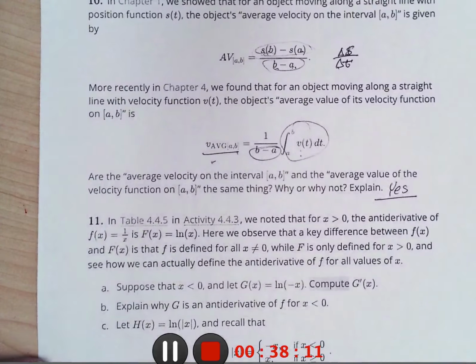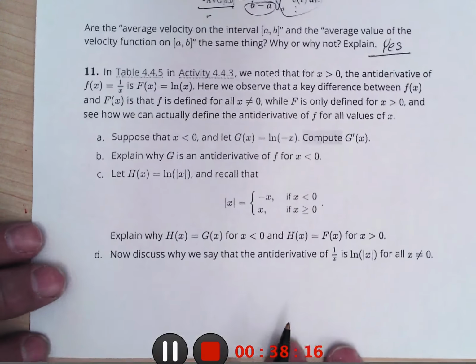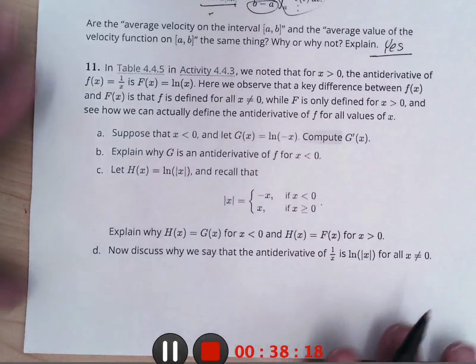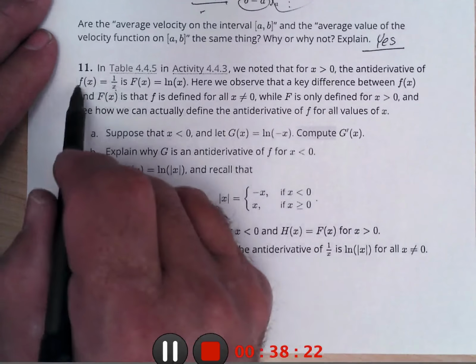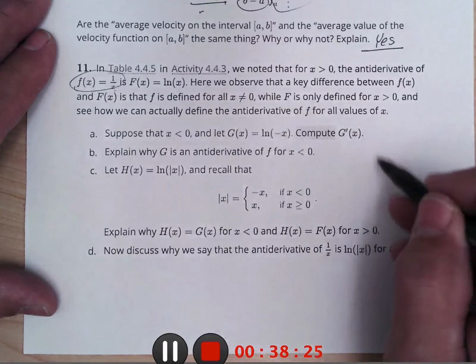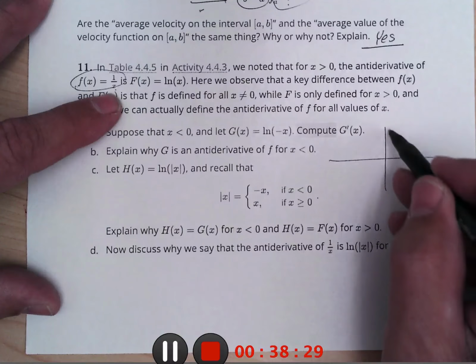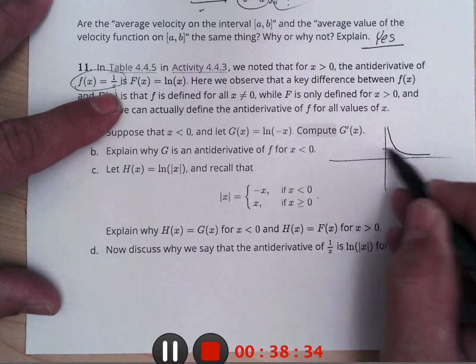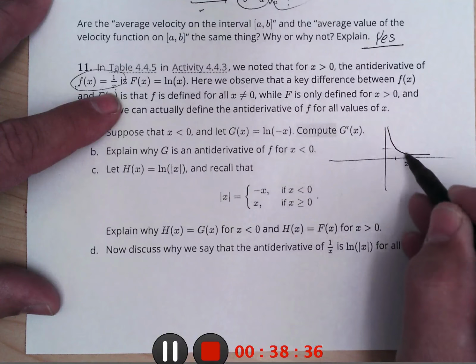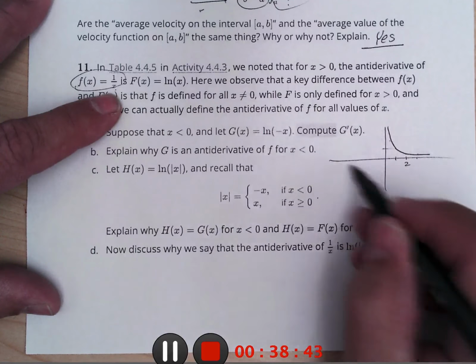And finally, 11. The whole point of this one is, first of all, what does f of x look like? f of x is 1 over x, and 1 over x looks like this, because 1 over 1 is 1, 1 over 2 is a half, 1 over 3 is a third, 1 over a half is 2, 1 over a third is 3, and it looks like that. But it also looks like that on this side.